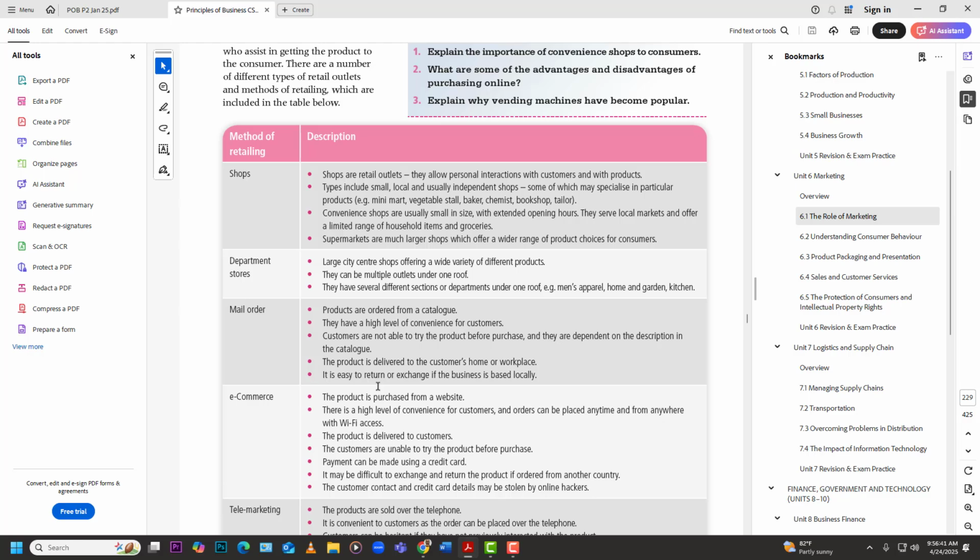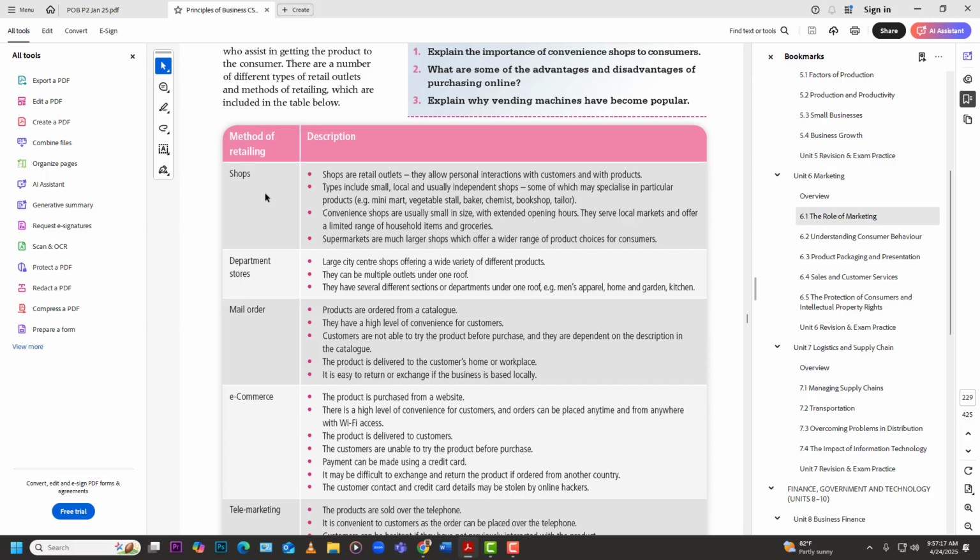So let's just list. We have a whole table here showing us methods of retailing. First one is shops. Those are things like your supermarkets, your mini marts, your mom and pop shops, your outlets, convenience stores. Those are shops. That's one. Number 2, department stores. Those are larger entities, like malls, where everything's under one roof. In that particular department store, you might have an area for clothing, one for electronics, one for, let's say, produce. So those have different departments, as they say.